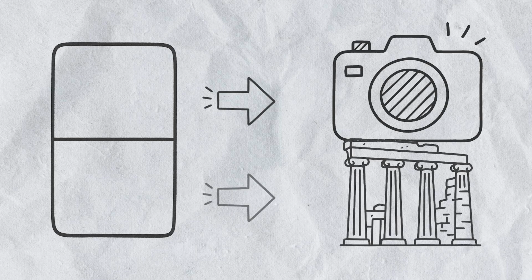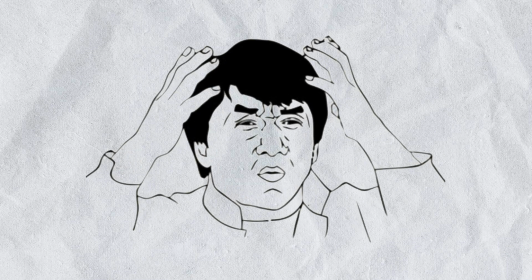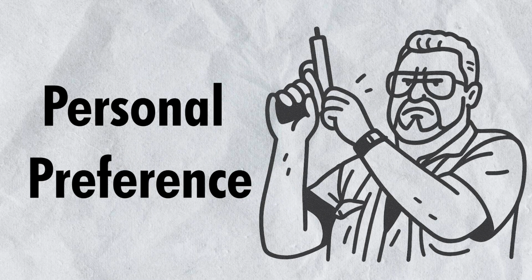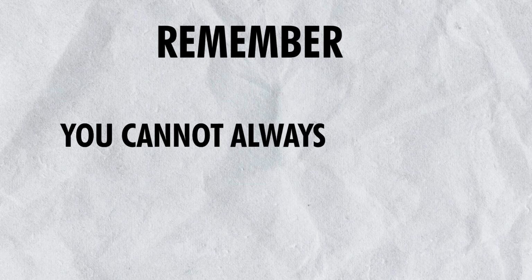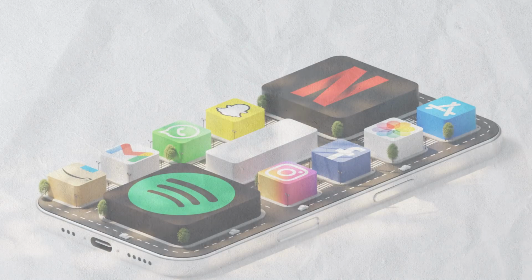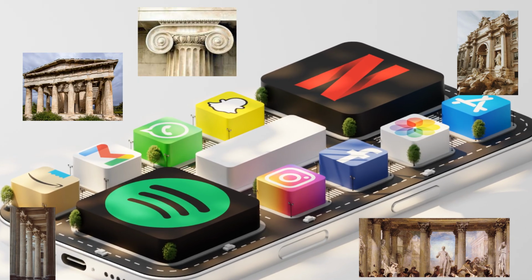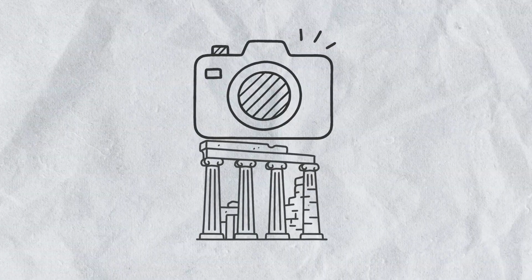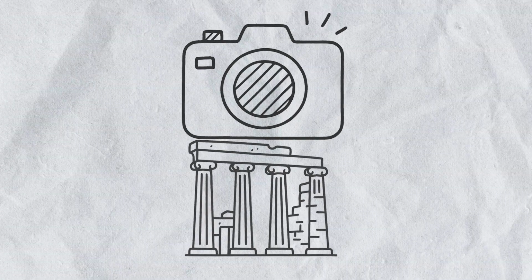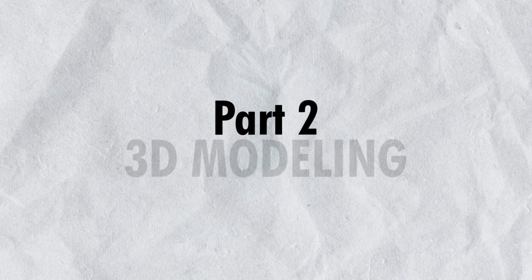Let's divide the building into two parts, where the top part becomes the camera and the bottom part we have a Greek style pillared entrance. But why the Greek style? Because there's a thing called personal preference. Remember, you cannot always justify your designs, but that should not stop you from trying out weird things. Here I just want my city to have Greek style aesthetics to give it some character. That's it. And now our motive is clear, to have a camera at the top and Greek aesthetics at the bottom. So let's jump into 3D modeling.